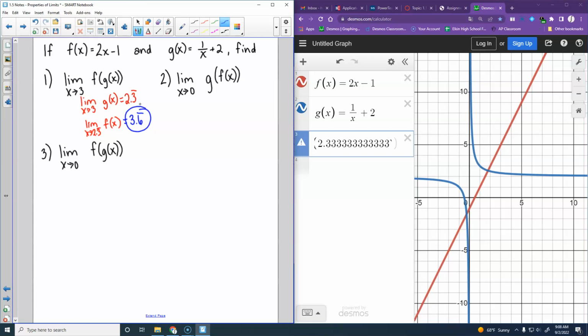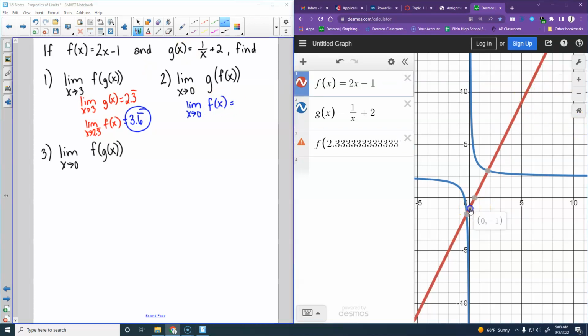All right, so questions about that one? For the second one, we've got the limit as x approaches 0 of g of f of x. So this time inside first, so we're thinking, what is the limit as x approaches 0 of f of x? All right, so f of x is our line here at 0. We have a y coordinate of -1. We could also get that just by plugging in 0, right? So we get -1.